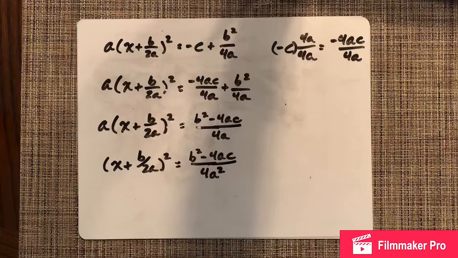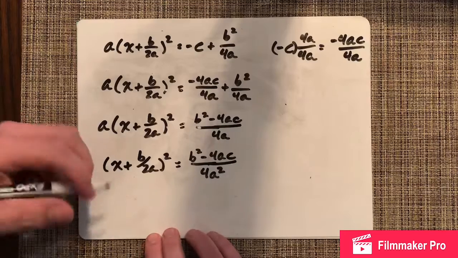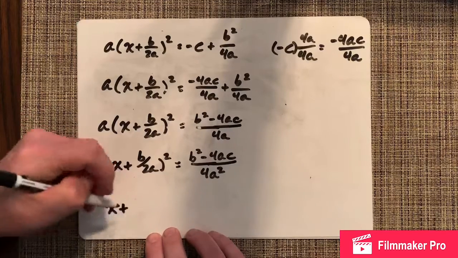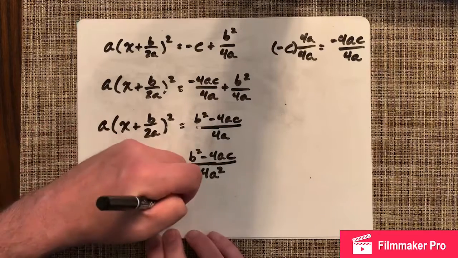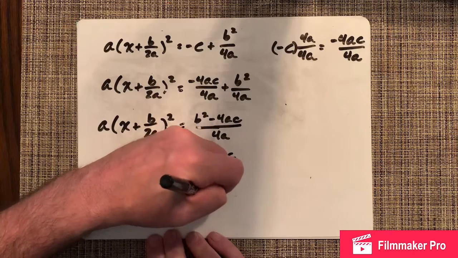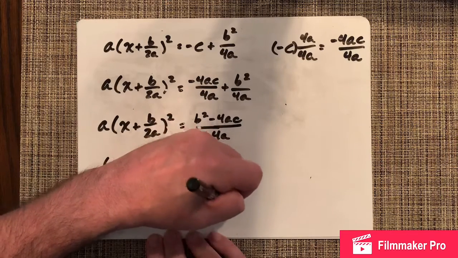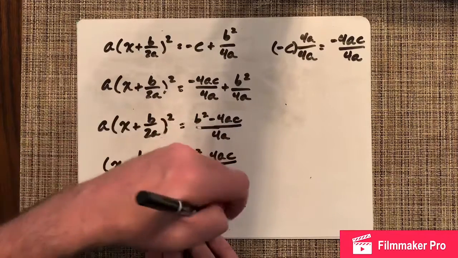All right, now I can go ahead and take the square root of both sides. If I take the square root of both sides, I'm going to get x plus b over 2a equals plus or minus square root of all of this, b squared minus 4ac over 4a squared.